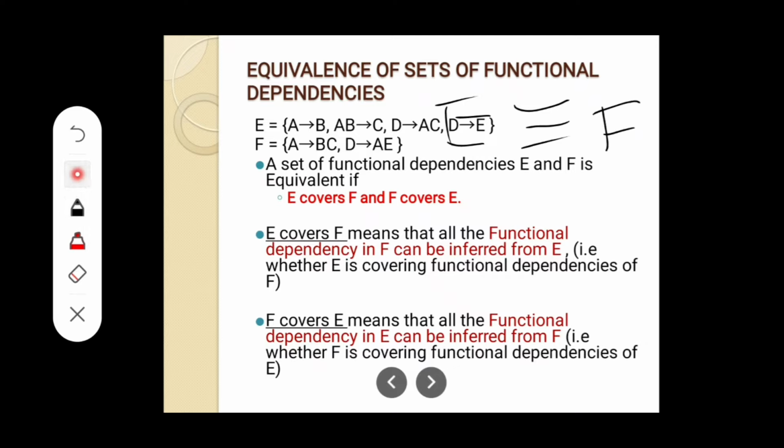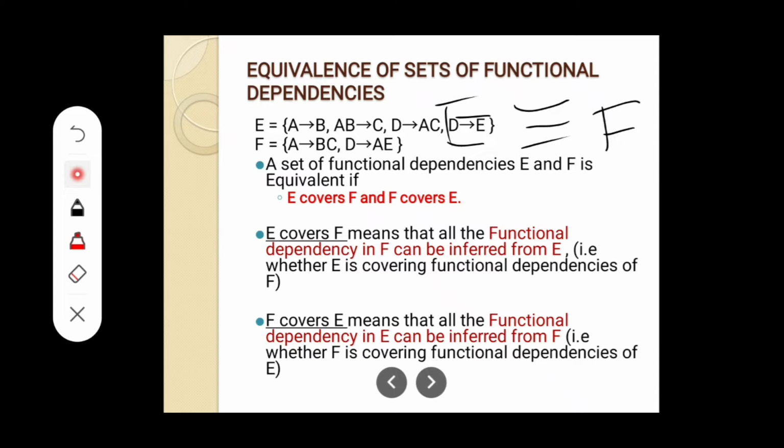In order to find whether E is equivalent to F, we need to find out two things: whether E covers F and F covers E. We will discuss that now. The definition says that sets of functional dependencies E and F are equivalent if E covers F and F covers E. Both must be satisfied.